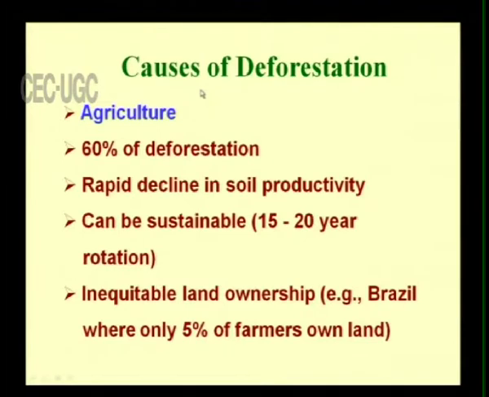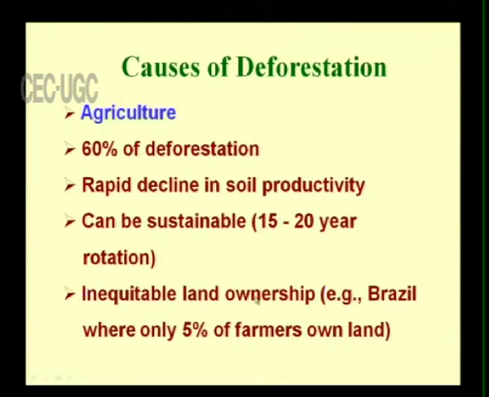And what are the causes of deforestation? Agriculture. 60% of deforestation is because of agriculture, and the rapid decline in soil productivity, because when we use fertilizer in agriculture, naturally the soil productivity comes down. Therefore, to increase the yield we have to convert more forest into land, and so there is a rapid decline in soil productivity, and the land can be sustainable for only a 15 to 20 year rotation.